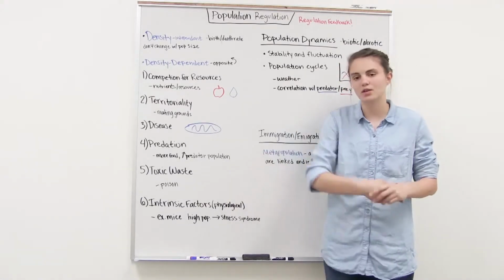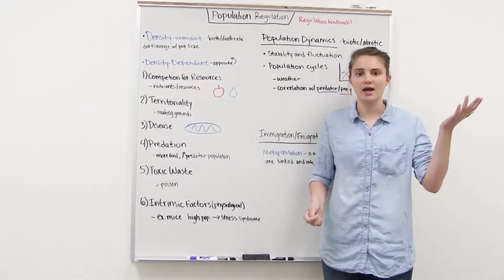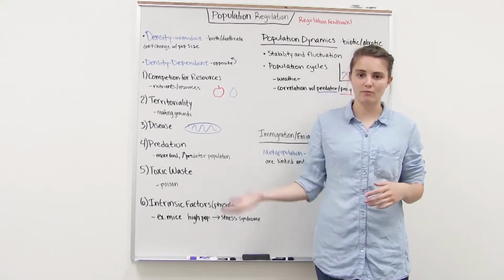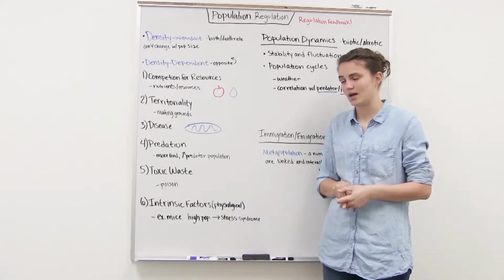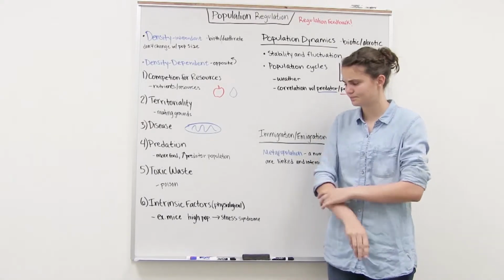The next one is toxic waste. We have an increased number of organisms in our population. We're going to have more toxic waste, or some sort of waste material, whatever that is, for the individuals in the population.